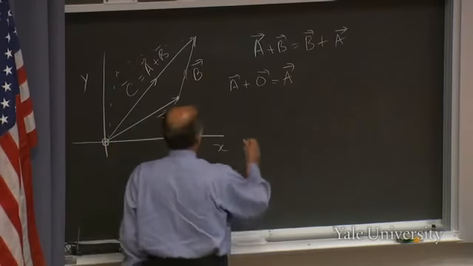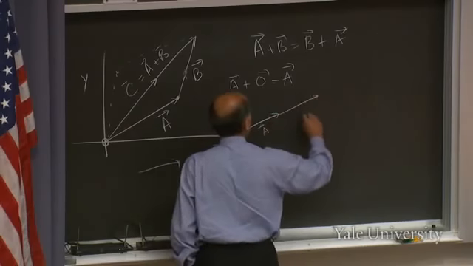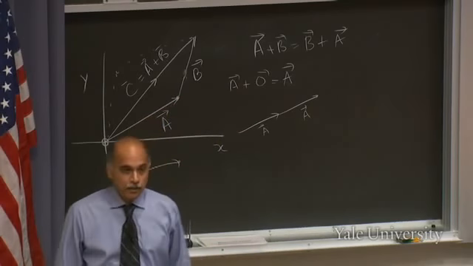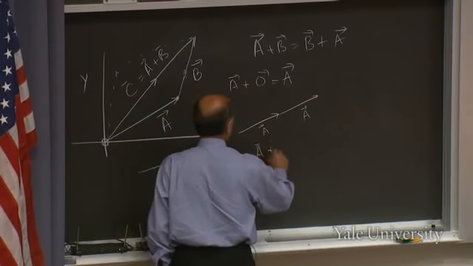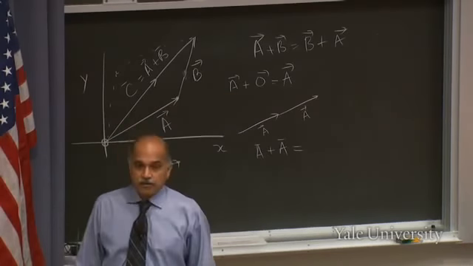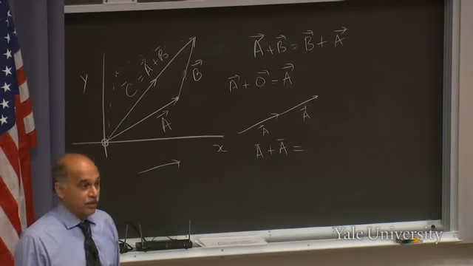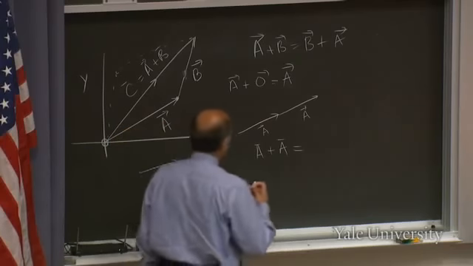How about this guy? I draw A, then I draw another A. This is A plus A. Now you have to agree that if there's any vector that deserves to be called 2A, it is this guy, right? This is A plus A. So we're going to call it 2A.